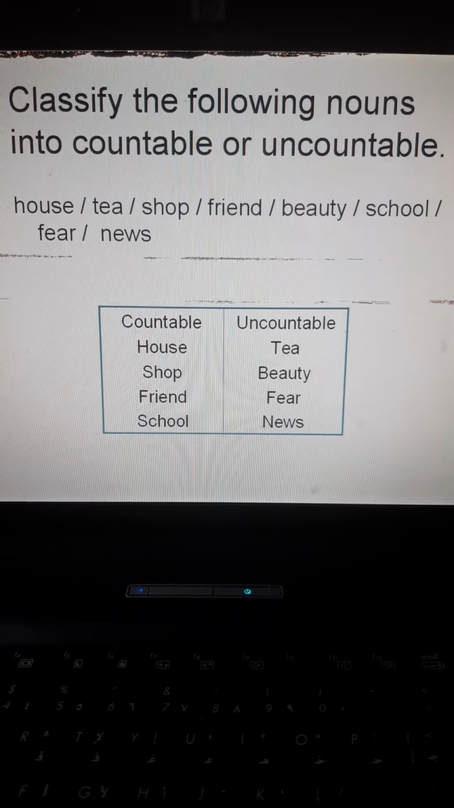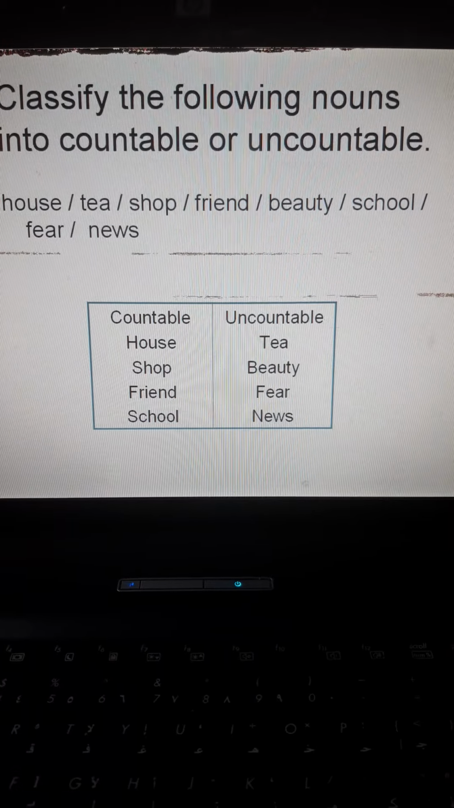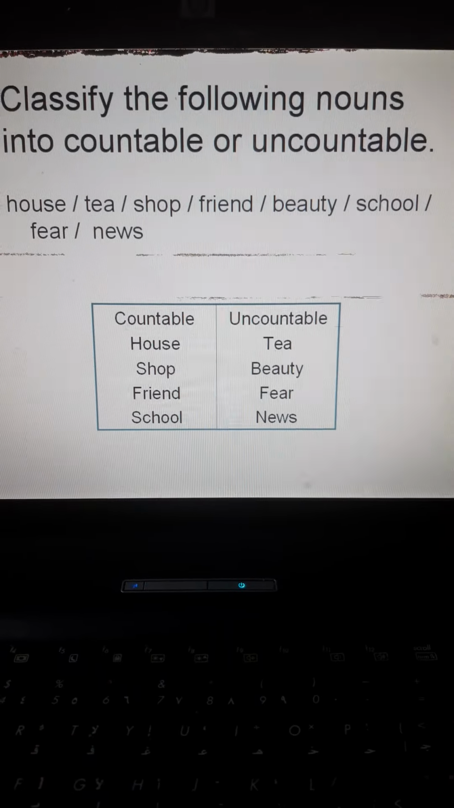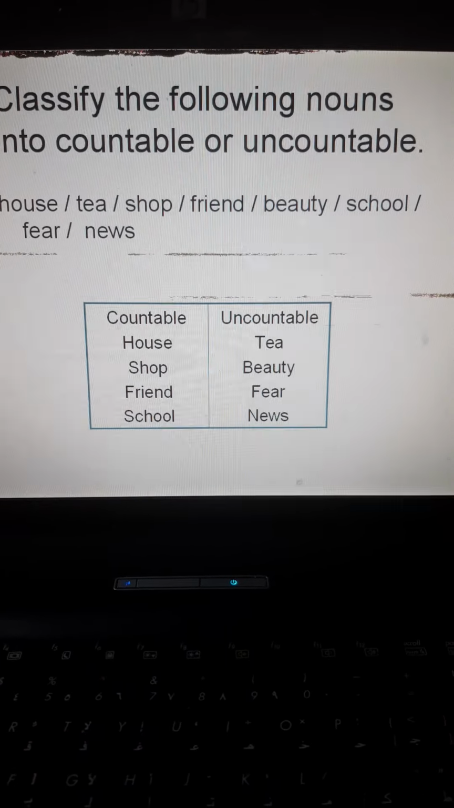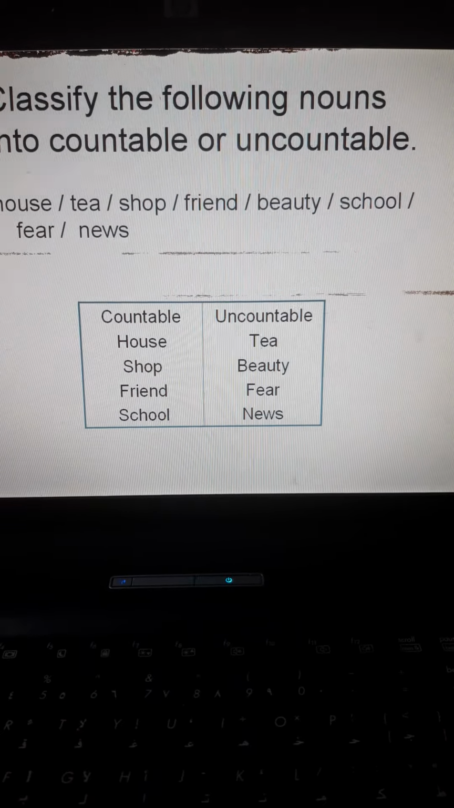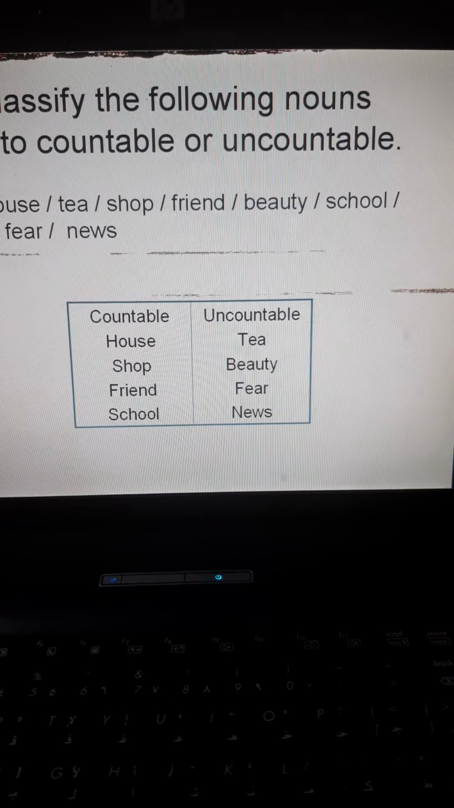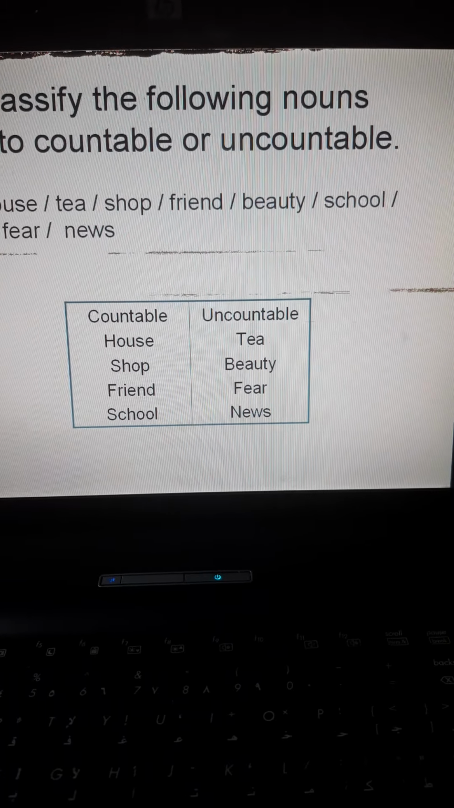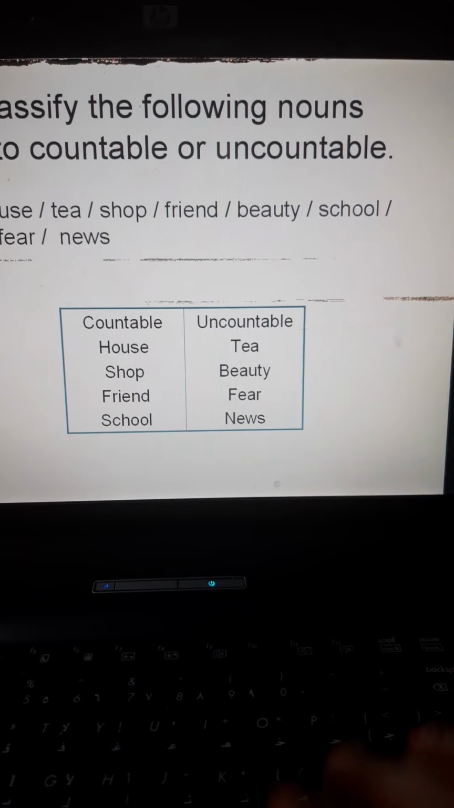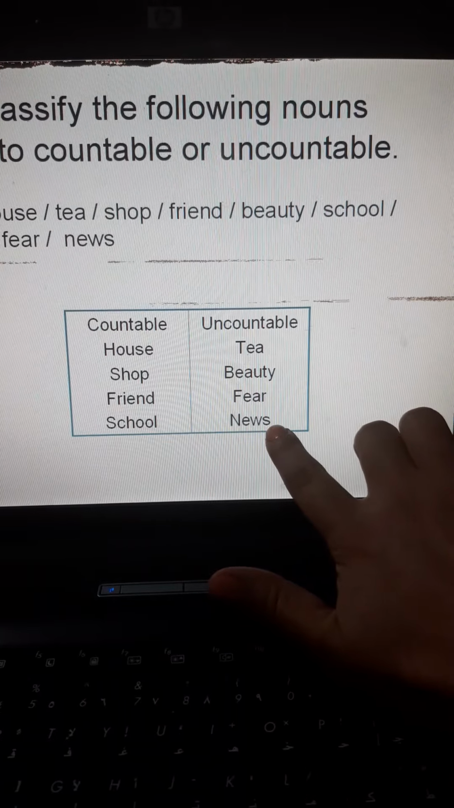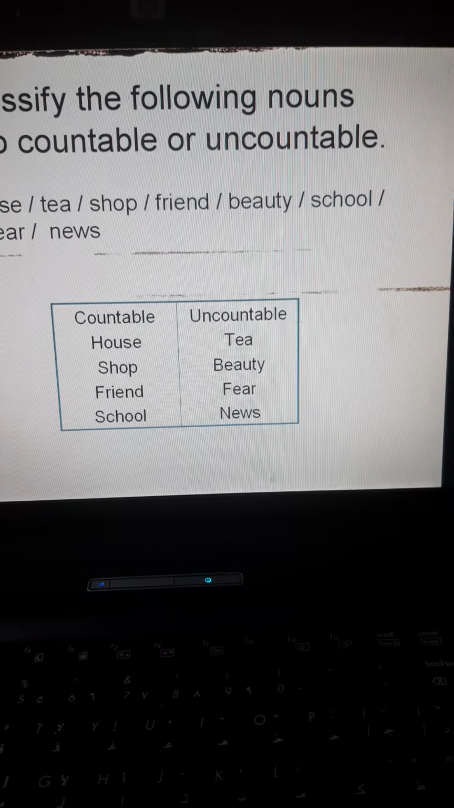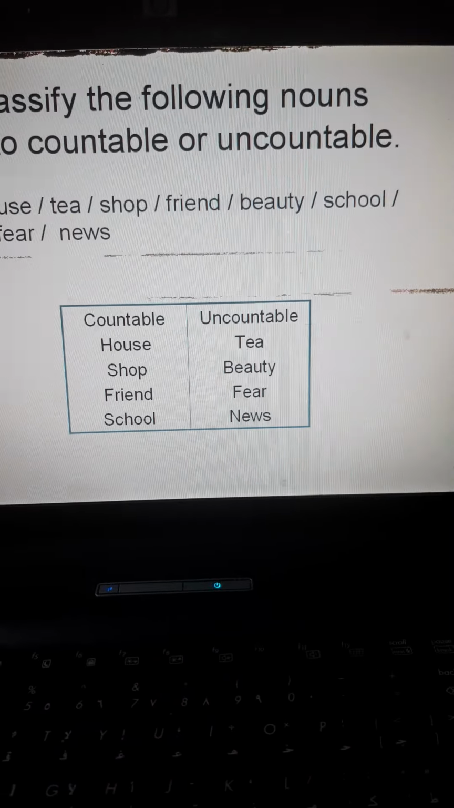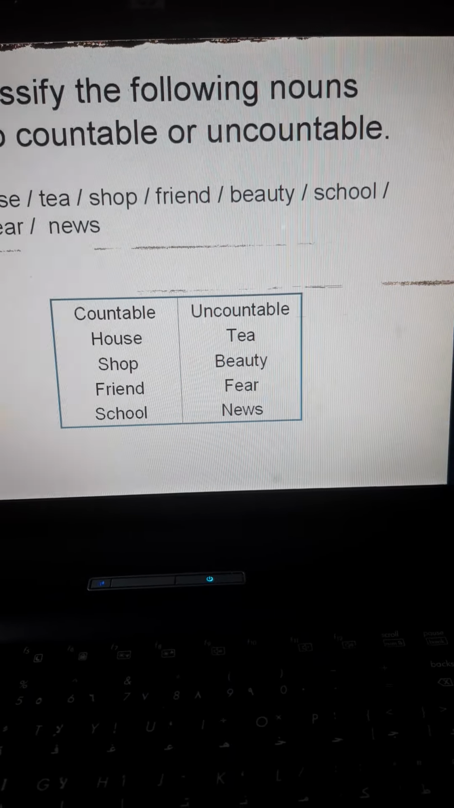Here, the countable nouns are house, shop, friend, school. Uncountable nouns: tea, beauty, fear, and news. Notice that news ends with S, but it is still an uncountable noun. News is, and not are.